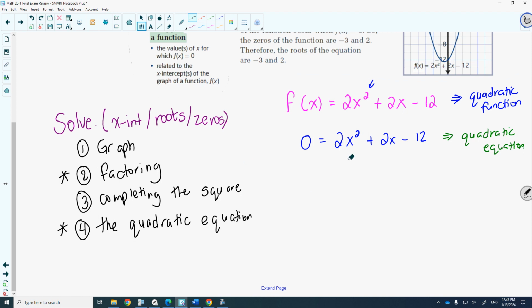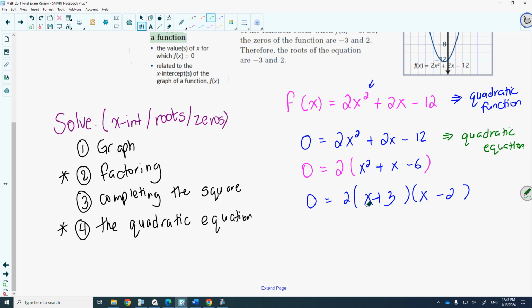Okay, so let's solve this one by factoring. First, we'd factor by a GCF. And I would get x squared plus x minus 6. Then the factoring becomes inspection, two terms that multiply to negative 6 and sum to 1. So it would be 3 and negative 2. Then you would set each factor equal to 0 and solve.